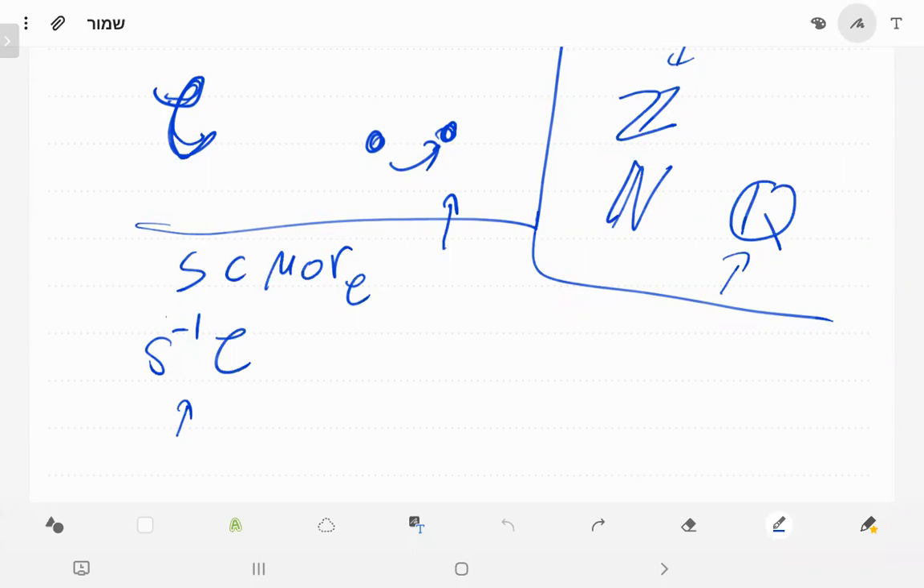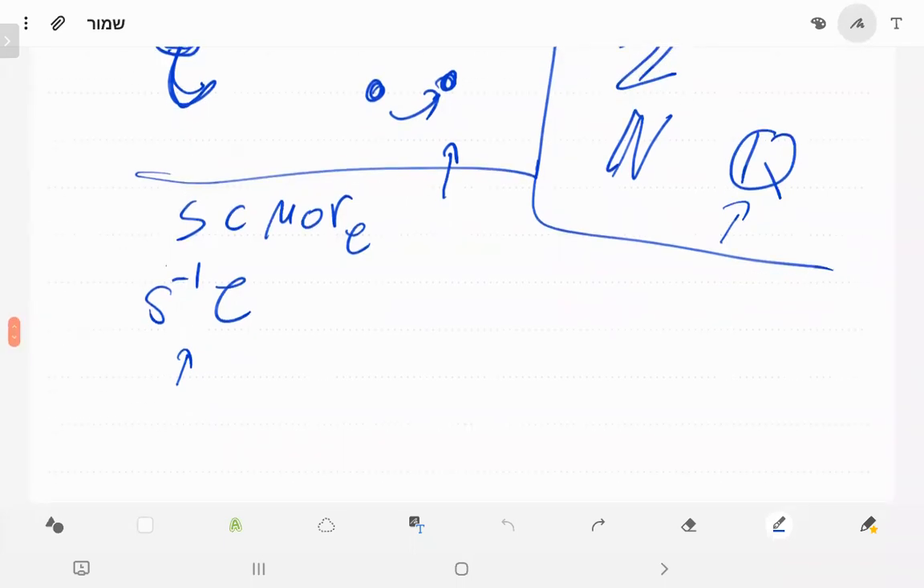And what is the idea? I want to have a functor from C to here, of course, that will make all the morphisms in S invertible. And I want it not to do anything else. So I want it to be universal in some sense. What does it mean? It means that if I have another category D and a functor here, there exists a unique functor like this, such that this diagram is commutative.